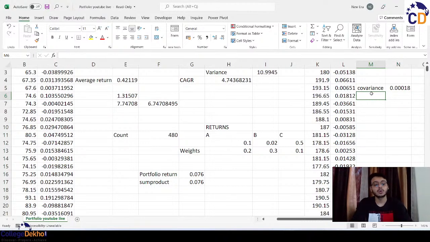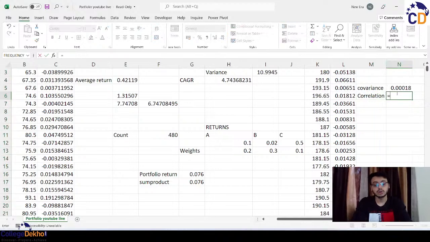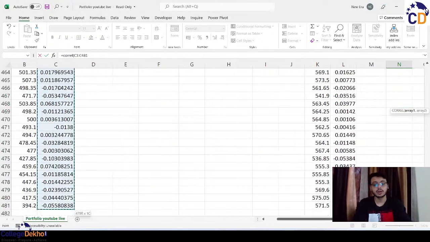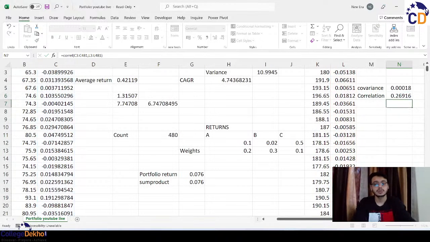Similarly, we can find the correlation as well. For correlation, you have a function called correl. Again, it says array 1 and array 2. Going back to the top, holding period return of Tata Motors, comma. Here you can use control shift and up key because you have already come down. It doesn't make a difference.